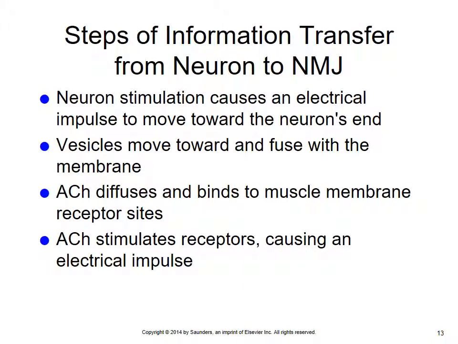Stored within its ending are vesicles, or membranous pouches, filled with a chemical substance called a neurotransmitter. Acetylcholine is released from the vesicles into the space between the neuron and the muscle membrane. The acetylcholine then unbinds the receptor site and is immediately destroyed by an enzyme that is found within the neuromuscular junction near the muscle membrane.